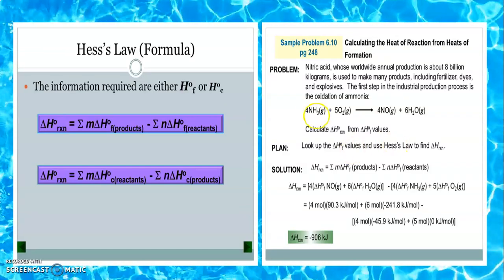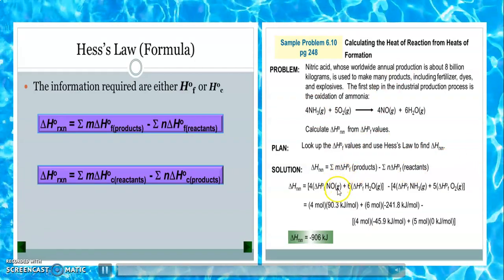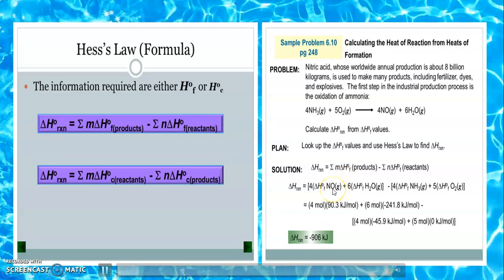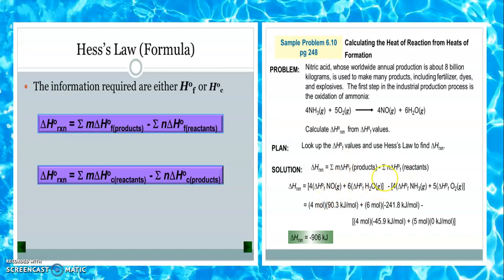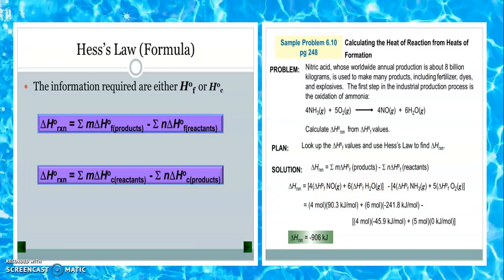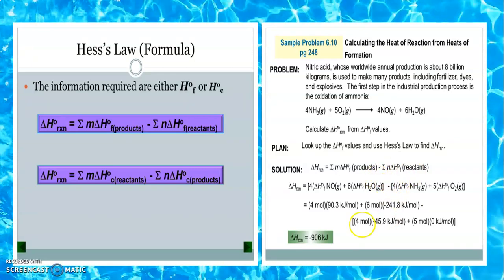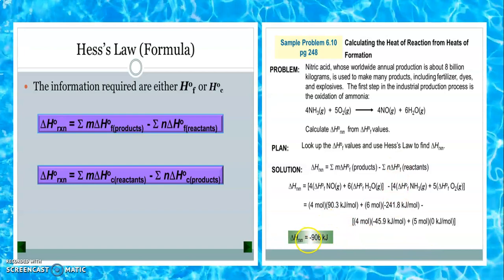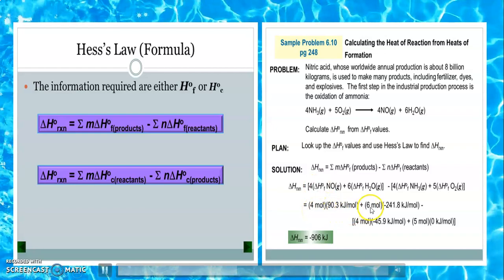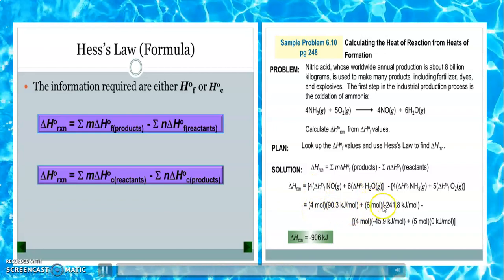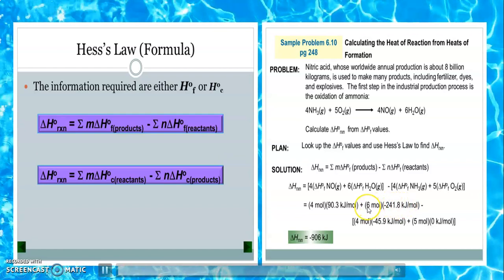So here the value for the delta HF of nitrogen oxide is 90.3 kilojoules per mole. So we have here 4 moles, yeah. Use the general balanced equation. For 4 moles, you have to multiply 90.3 kilojoules per mole by 4. And then H2O gas, delta HF is negative 241.8 kilojoules per mole, multiplied by 6.